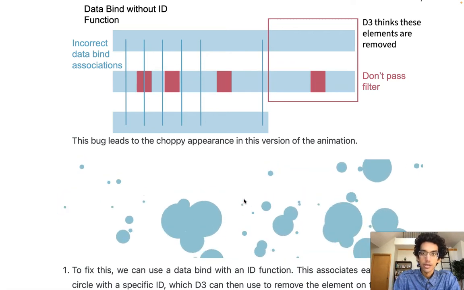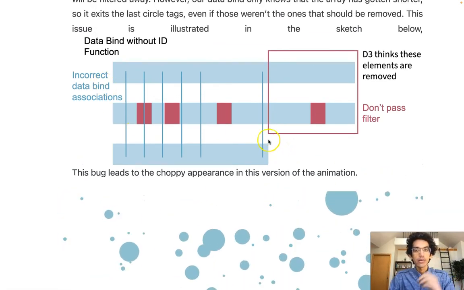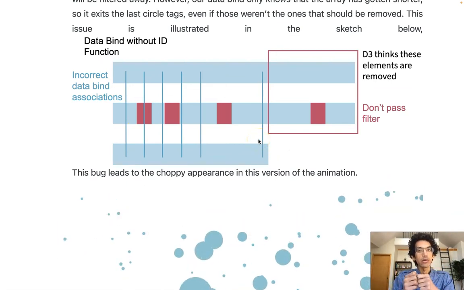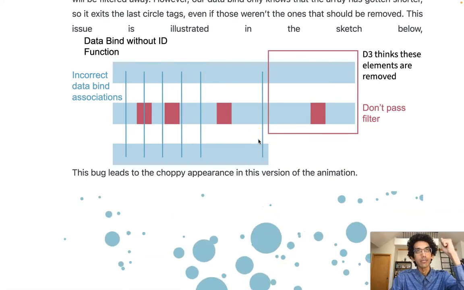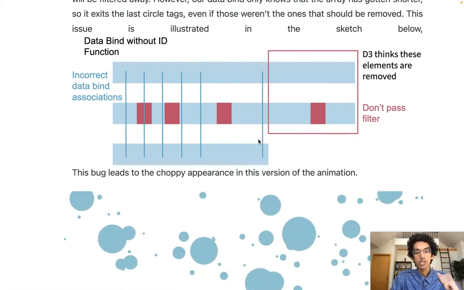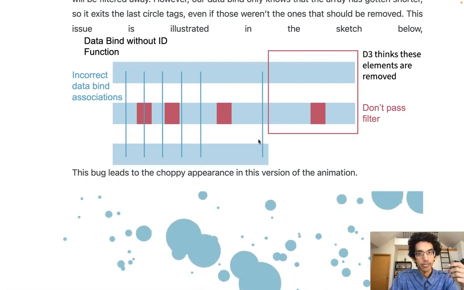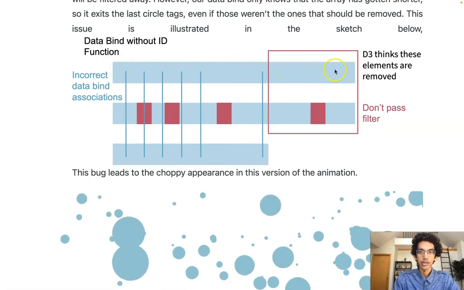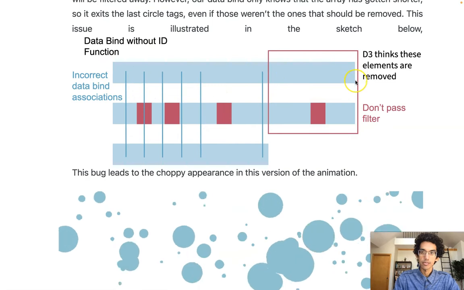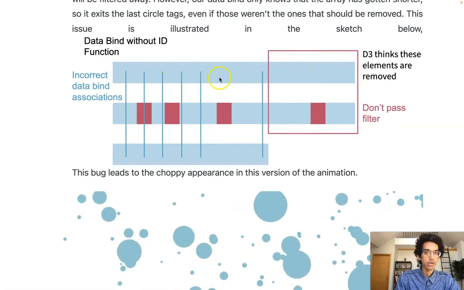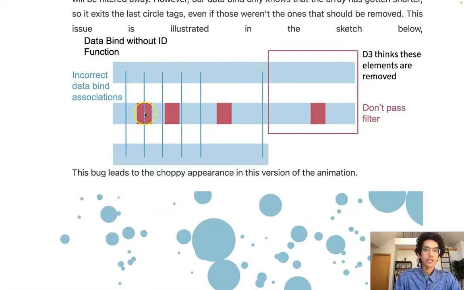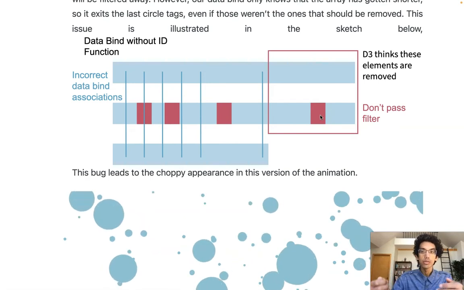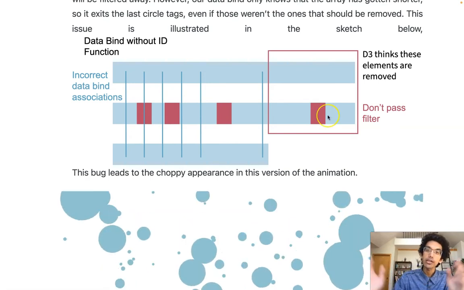The issue is this. The way that we've bound the data, D3 has no way of knowing which element in the earlier array matches which element in the modified updated array. So think of it like this. In the beginning, we might have had an array that looks like this. Each entry in this array would correspond to one circle. Some of the circles will have grown too large. These are the ones in red. So these are the ones that will be removed by the filter command. So the array gets smaller.